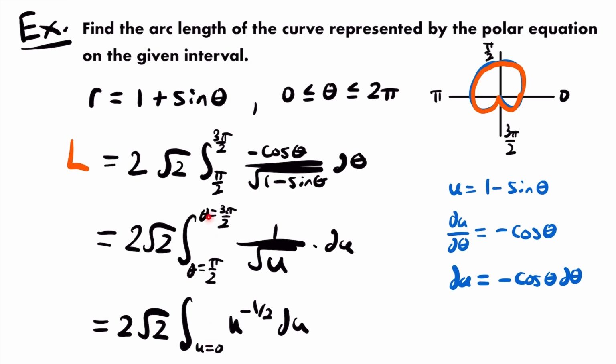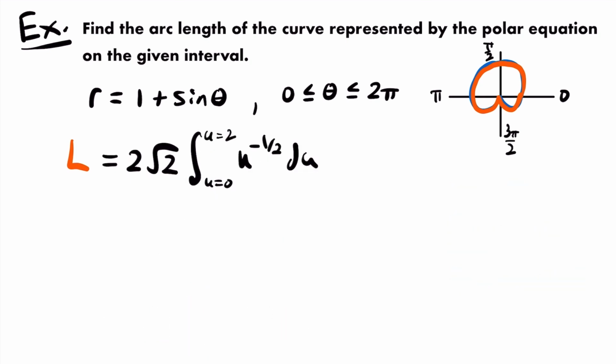And then for the upper bound, when theta equals 3 pi divided by 2, we'll have 1 minus sine of 3 pi divided by 2. Sine of 3 pi divided by 2 is negative 1, so we'll have 1 minus negative 1, which becomes 1 plus 1. So u equals 2 will be our new upper bound. All right, and so now we can integrate this and evaluate at our bounds of integration. We can work in terms of u and not have to go back in terms of theta.